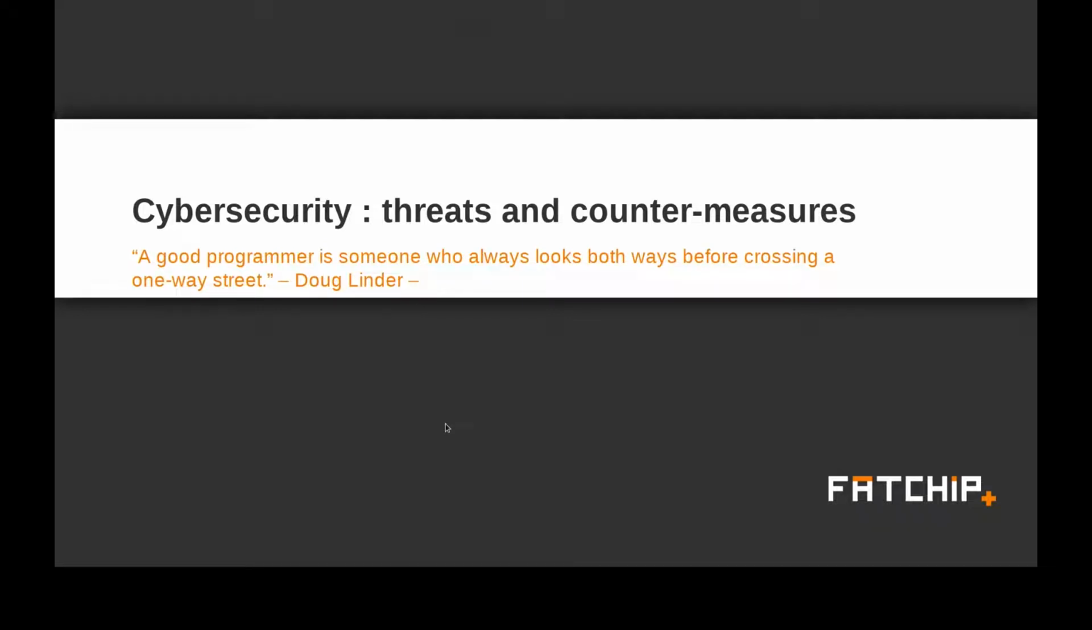So yeah, today I wanted to do a light review of cybersecurity, some common threats and what we can do against them. And I found this nice quote from Doug Linder, not quite sure who he was, saying that a good programmer is someone who always looks both ways before crossing a one-way street, which makes sense actually, always being aware of where the danger comes or can come and is not expected.